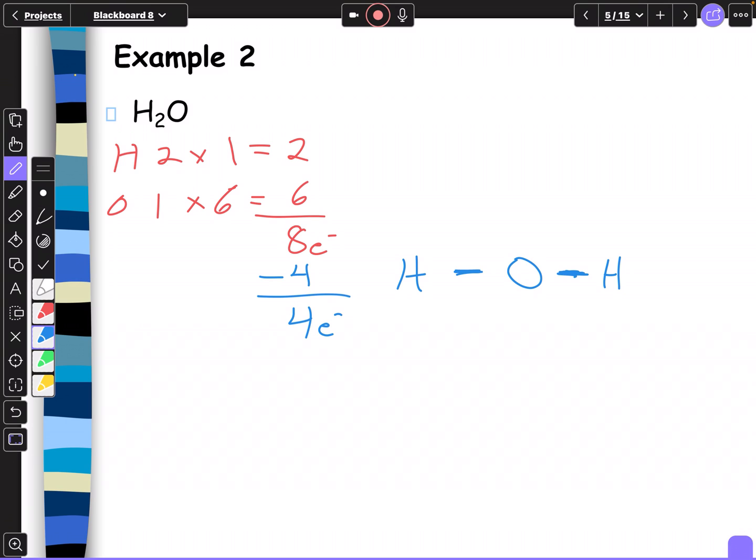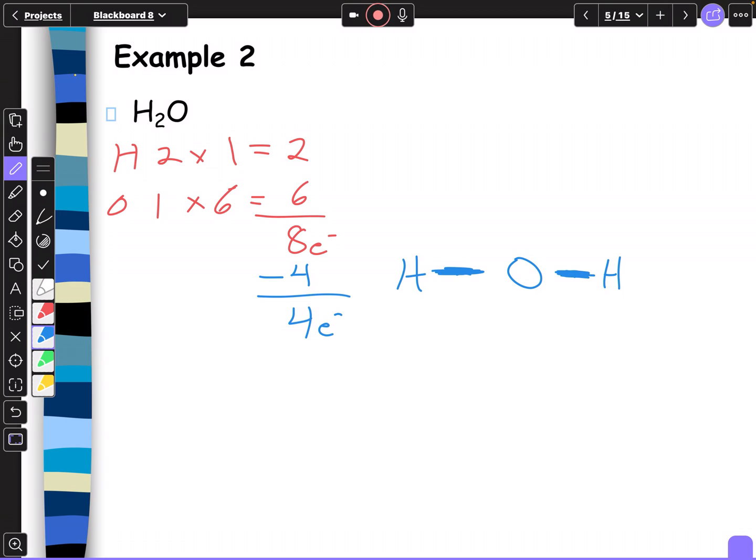lone pairs. Well, first, I always want to start on the outside, but I notice hydrogen is my outside atom. Hydrogen only has to be surrounded by 2 electrons, and actually it already is, because this line is 2 electrons. So this hydrogen on the right is good. This hydrogen on the left is good. It's surrounded by these 2 electrons. So I can't add them to the hydrogens.